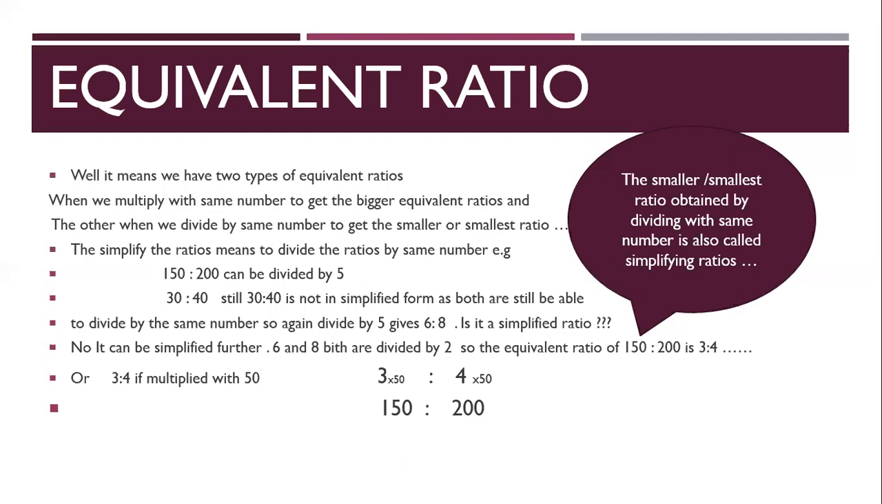Still, 30:40 is not in simple form, because both can still be divided by a number. Dividing again by 5, we get 6:8. Is it the simple ratio? No, it can be simplified further. 6:8, both are divided by 2, so the equivalent ratio of 150:200 is 3:4. Wow. But can I use 3:4 to become 150:200 again? Yes. I can multiply both sides by 50 to get an equivalent ratio of 150:200. How simple. So if we want equivalent ratios, we multiply by the same number, or if we want simplified ratios, we divide by the same number.